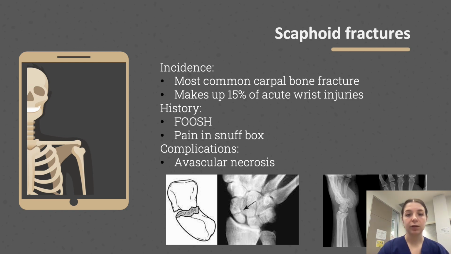Scaphoid fractures are the most common carpal bone fracture, and they make up 15% of acute wrist injuries. The history is again falling onto an outstretched hand. You typically see pain in the snuff box, although not always. And the greatest complication there is avascular necrosis. And there are just some images of a scaphoid fracture there with a schematic as well, if you're like me and can't see them all the time.